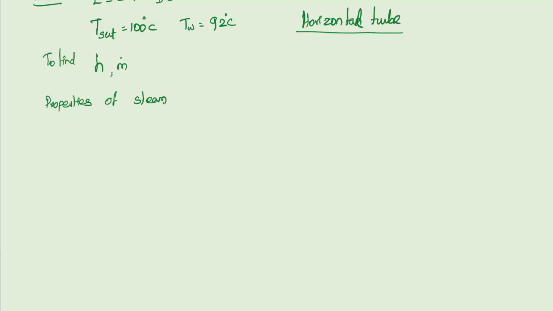Properties of steam at 100 degrees Celsius. In previous problems, the pressure value has been given, so we take the properties of steam at 3 bar or 4 bar or 2 bar, whatever is given. So you have to go for the pressure table in the steam table book and find out all the values.